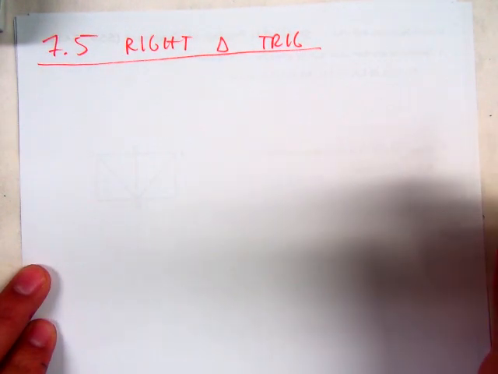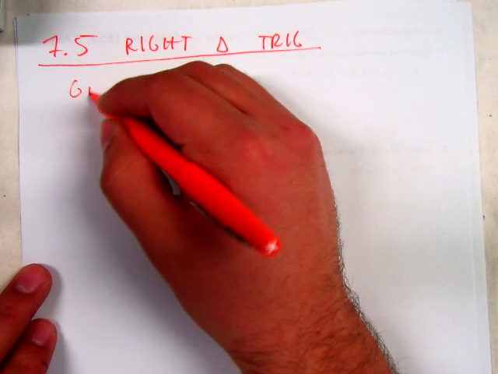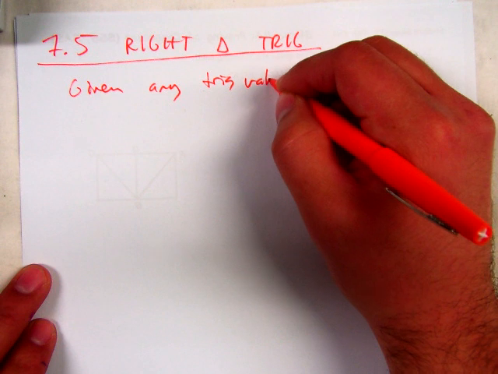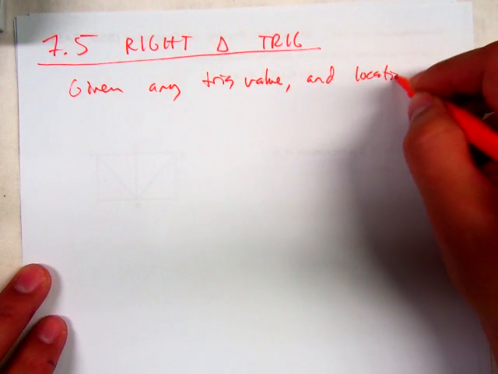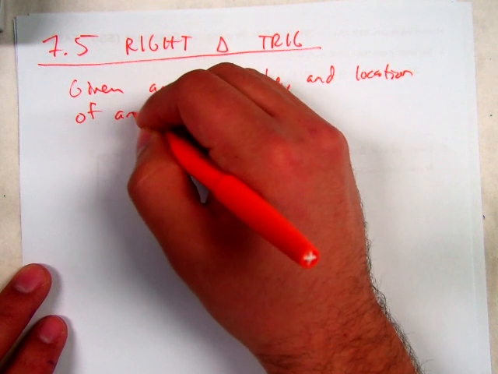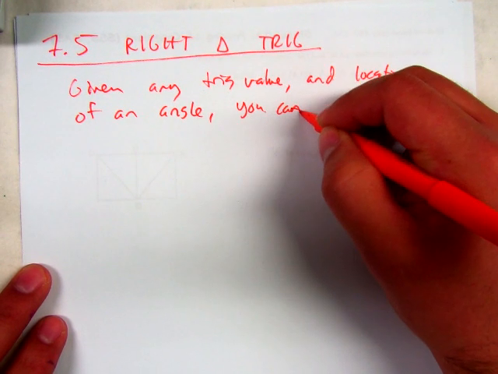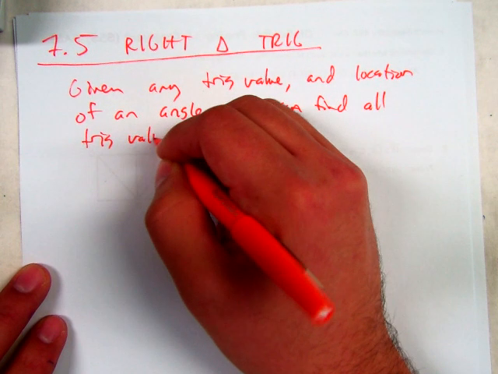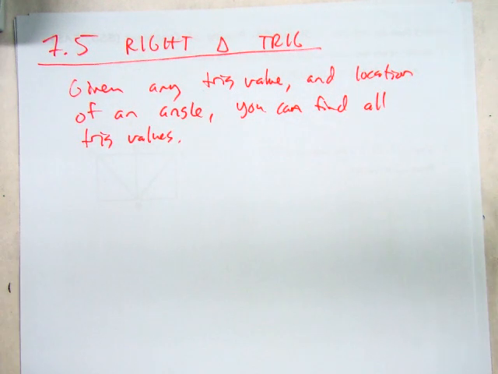The idea is that given any trig value and location of an angle, you can find all trig values. Okay, and the method is to use a right triangle to help you do that. So I'll do one example.